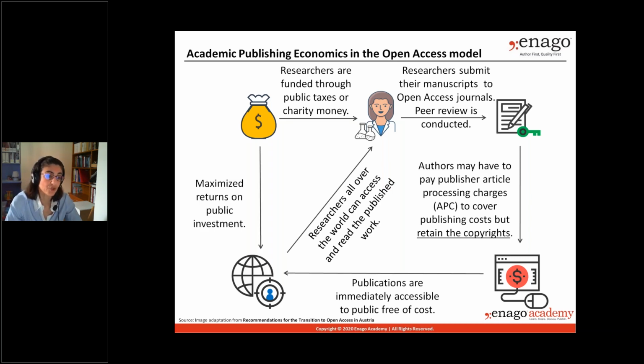This maximizes, of course, returns on public investment. And complex as these two diagrams may appear, they do give a nice overview as to the financial aspects behind the traditional and the open access model.